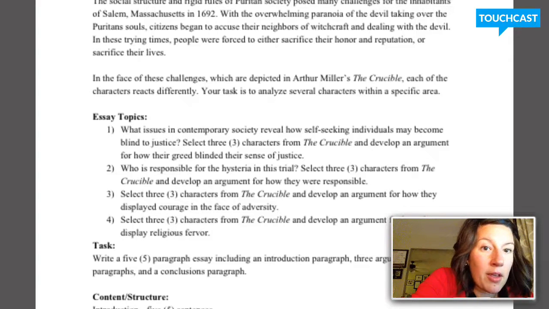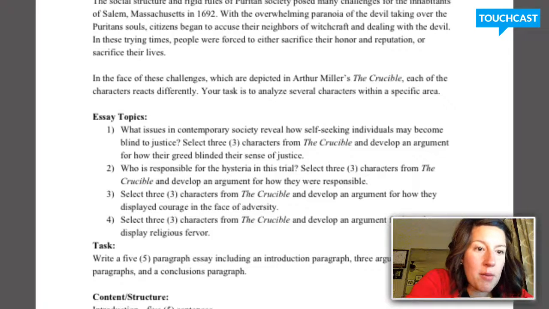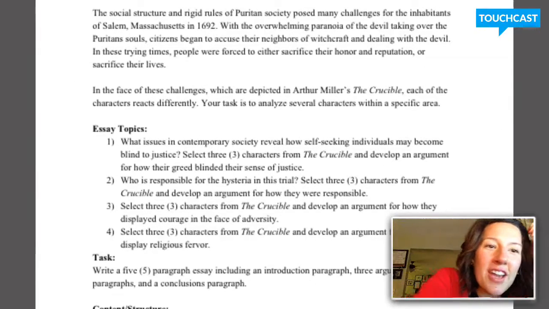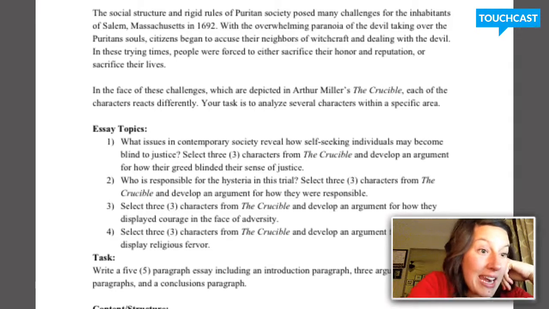Notice, again, they all say pick 3 characters. So in your paragraphs, you can imagine the introduction, and then each body paragraph is going to be about one of the characters which you pick. Okay? Like, let's say, on the very first essay topic here: select 3 characters from The Crucible and develop an argument for how their greed blinded their sense of justice. So you could use Abigail wanting her man, and you're going to go through and find 3 quotes that would prove that greed blinded her to actual justice, okay, actual truth.